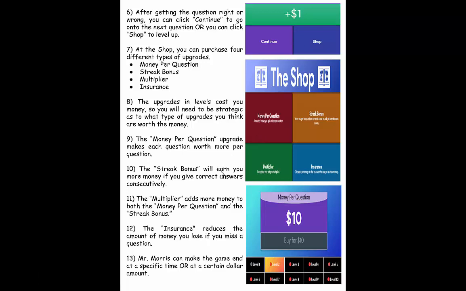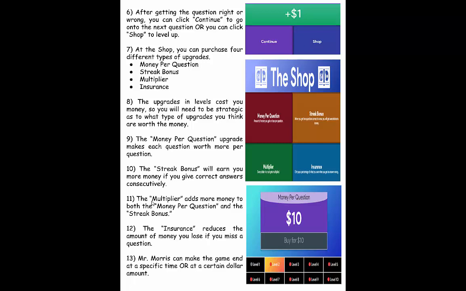The streak bonus, I encourage kids to do the streak bonus early because what that does is it only gives them a bonus if they get questions right in a row. And so unlike the money per question where they can actually lose more money if they miss questions, at least the streak bonus allows them to just make more money if they get several questions in a row. The multiplier actually adds a bonus to both the money per question and the streak bonus. And so if they want to go that route, they certainly can.